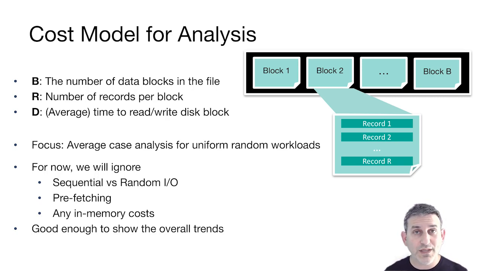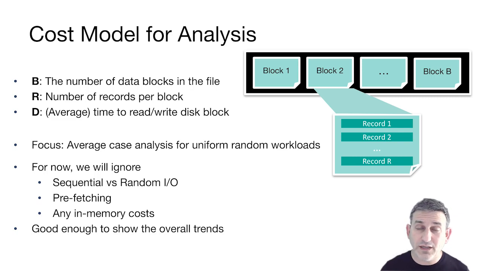You can enrich this cost model to take more care to think about a distribution of the number of records per block, for example. You could take more care to distinguish random versus sequential IOs, but we're not going to do that today. All right, our focus is going to be this average case analysis for a fairly uniform random workload. So a workload where the requests are going to come in randomly for different things. And we are going to ignore, as I said, sequential versus random I/O. We're going to ignore prefetching, so we're not going to assume that the I/O layer will be smart enough to fetch ahead of our requests.